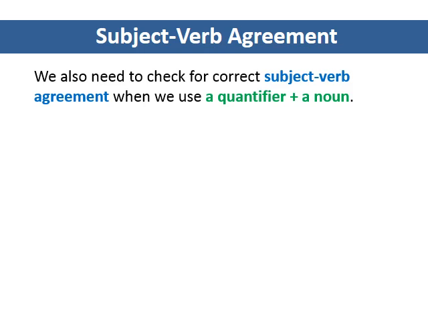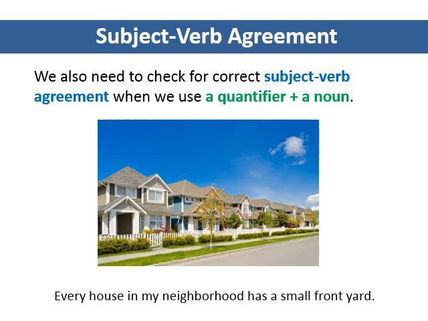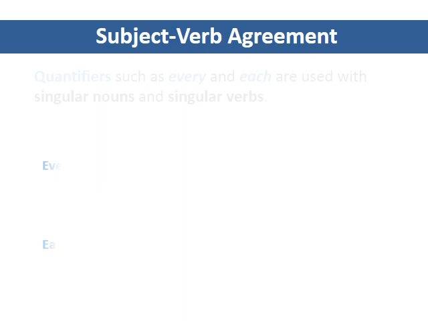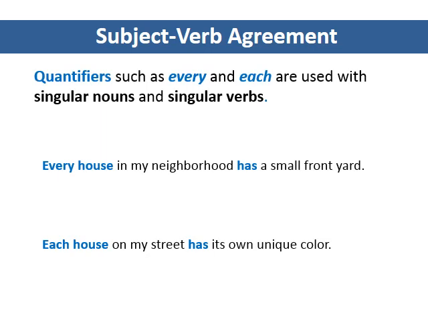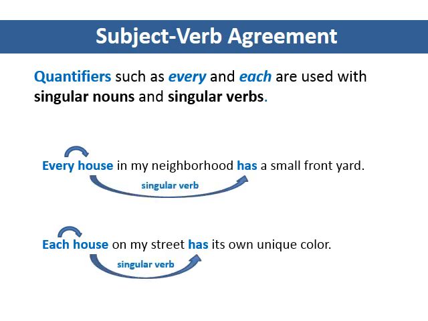Listen to the sentence. What are the subject and the verb of the sentence? Every house in my neighborhood has a small front yard. The subject is every house, and the verb is has. The quantifiers every and each are used with singular nouns. Therefore, the subject in both of these sentences is singular. As a result, they are followed by the third-person form of have, which is has.